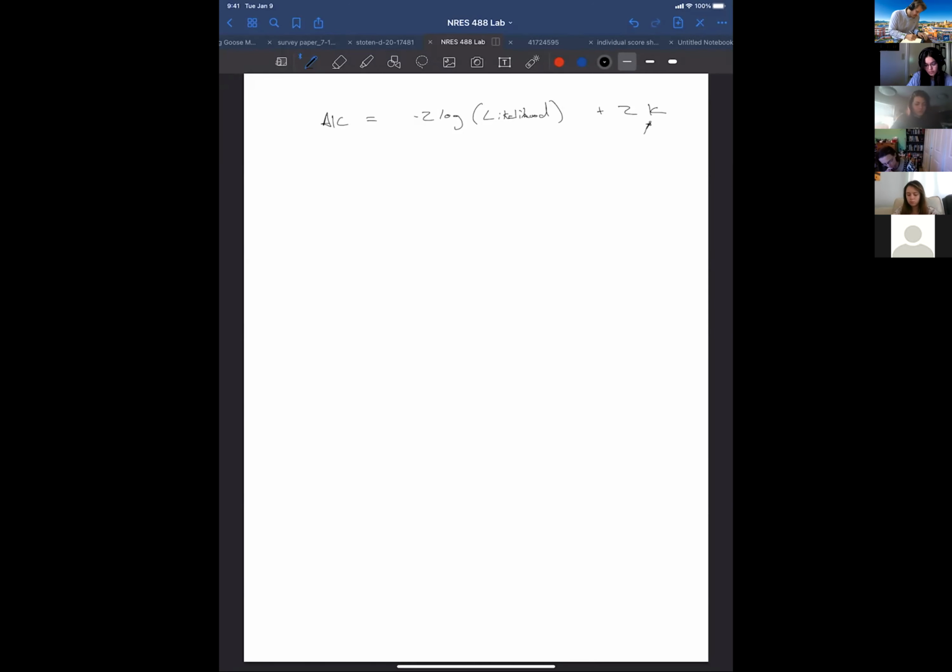And remember, AIC is used to compare models in a model set, or a candidate set of models. Let's not use the word suite. Let's use a model set.